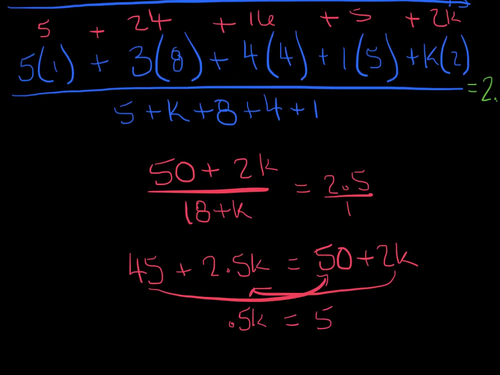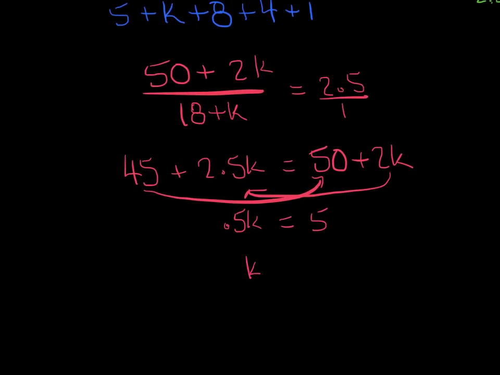Divide both sides by 0.5. And my final answer is going to be 10. So there was a frequency of 10. There were 10 different students in that class who had 2 siblings. Let's try that style of question again.